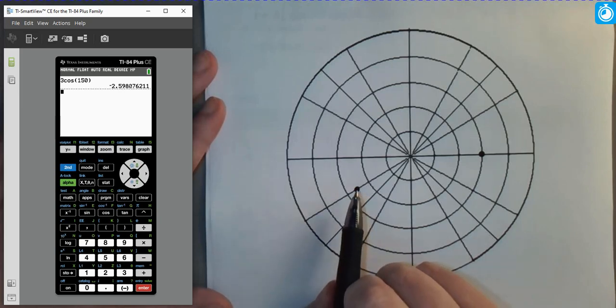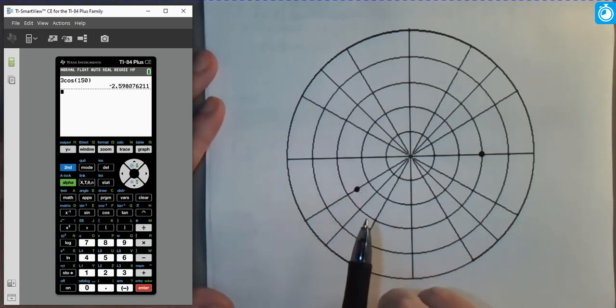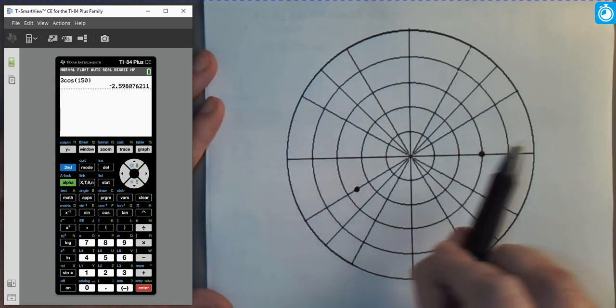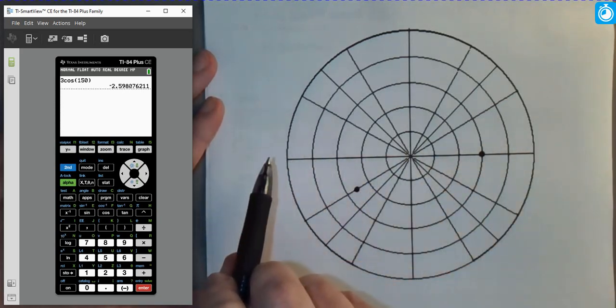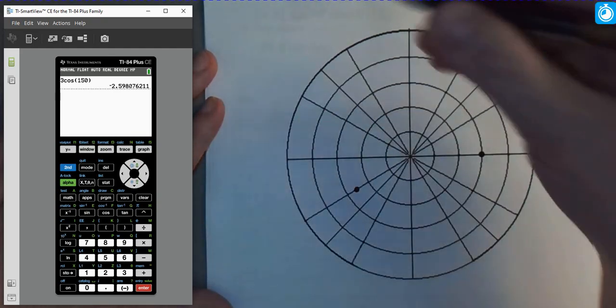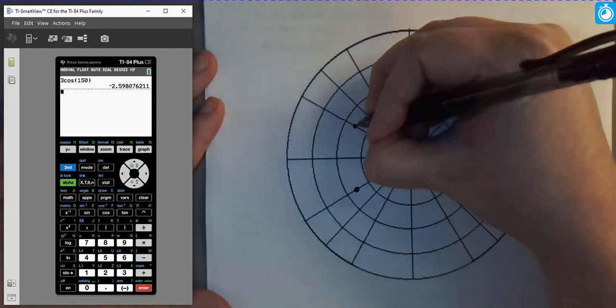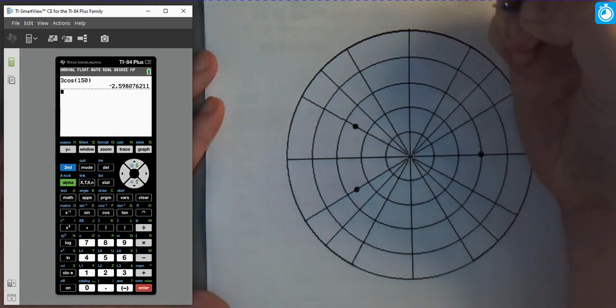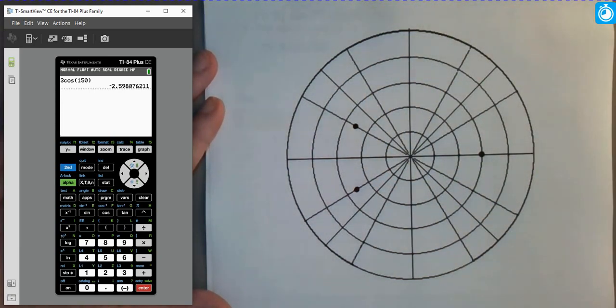Now we have the opportunity to use our symmetry test. We're symmetric with respect to the polar axis, our horizontal axis. This point was plotted below, so that means we have a symmetric point that would be plotted in essentially the same location above the polar axis. So there's our free point.